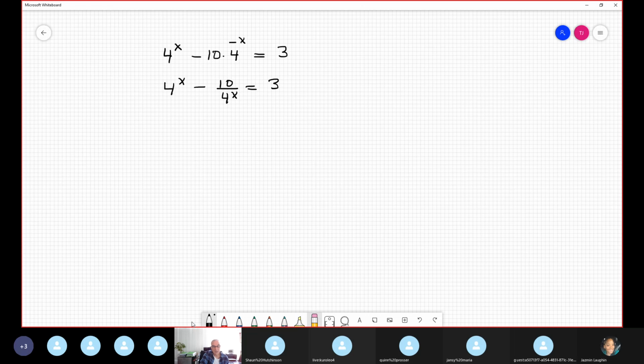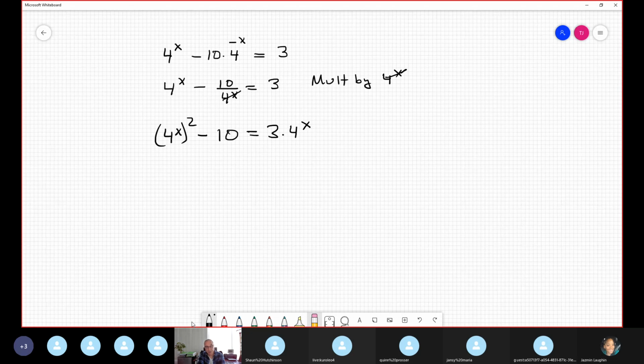But I don't like the denominator. So I propose you multiply the whole thing by 4 to the x, because I want to remove somehow 4 to the x, which is the expression in the denominator. 4 to the x times 4 to the x is 4 to the x squared. Minus, this is cancelled, that's the main intention. This is 10. And this is 3 times 4 to the x. At least for me, it's more clear.